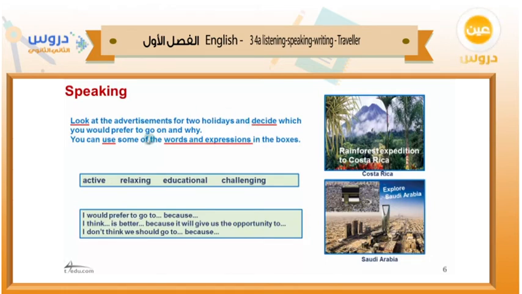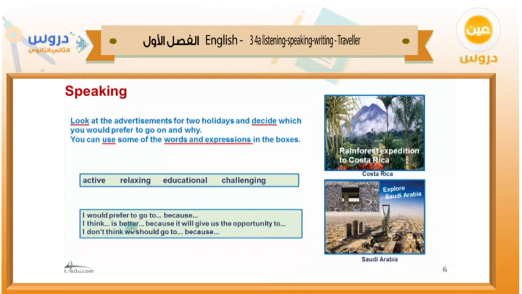So decide which you would prefer to go on and why. You can use some of the words and expressions in the boxes. So here we have active, relaxing, educational, challenging. And we can start saying, I would prefer to go to Costa Rica, or I would prefer to go to Saudi Arabia because. Always say because and support what you're going to talk about with examples.